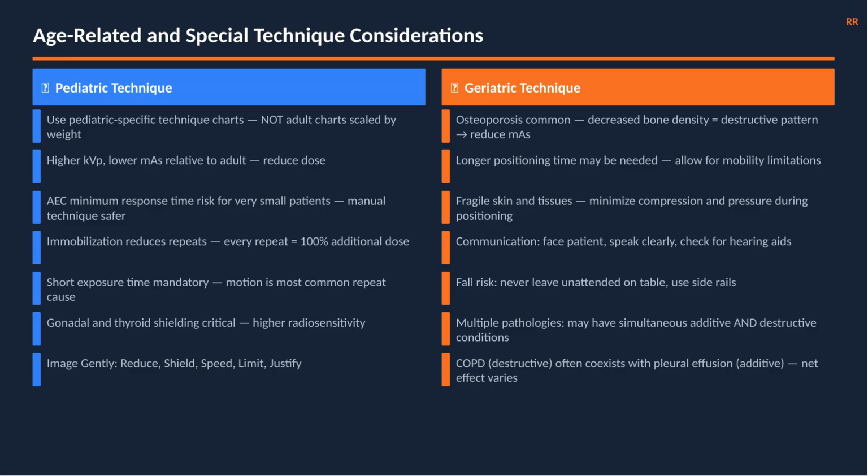Geriatric technique. Osteoporosis is common in elderly patients. Decreased bone density is a destructive pattern requiring reduced MAS. Allow extra positioning time for mobility limitations. Fragile skin and tissues. Minimize compression.